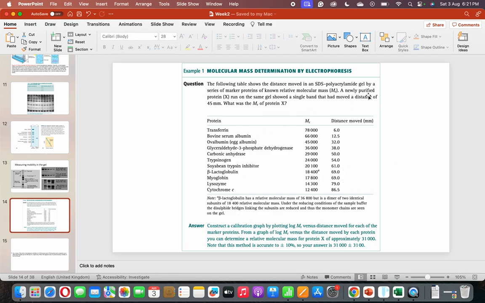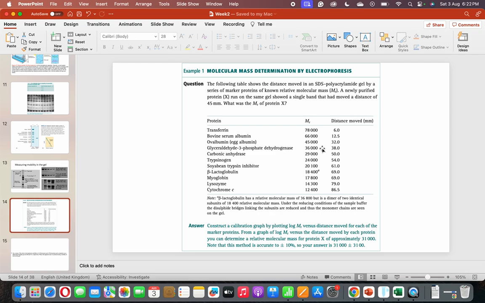There is some newly purified protein X which was run on the same gel. It shows a single band and it has moved a distance of 44 millimeters. What is the molecular mass of this protein X? If you want a rough idea, we can see that 45 millimeters will be between 50 and 38, which means the molecular mass will be between 29 and 36 kilodaltons. But we can also find a more exact value.